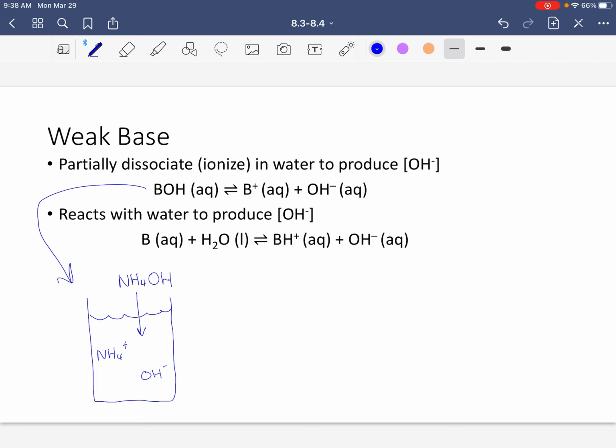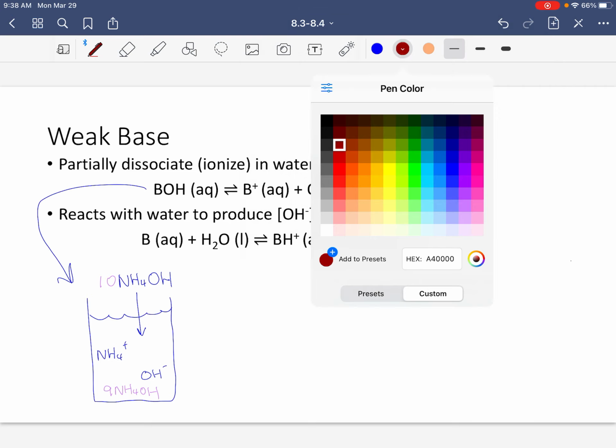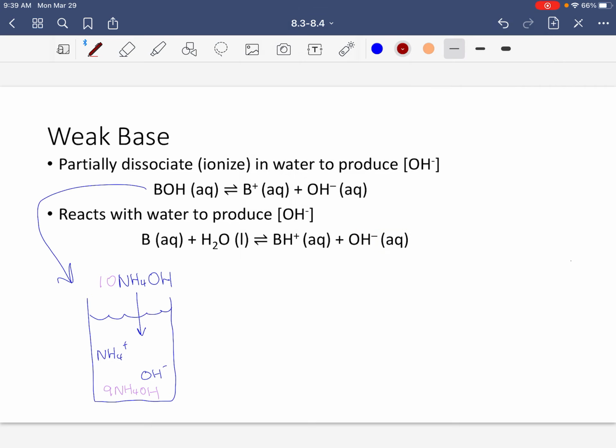Okay, and it's not going to be 100%. I don't remember what it is, so let's say it's 10%. Let's say this is 10% dissociation. So if you have 10 of these, you're probably just going to get 1 OH, 1 NH4, and then you'll end up with 9 NH4OH intact. Okay, so that's looking into a weak base.